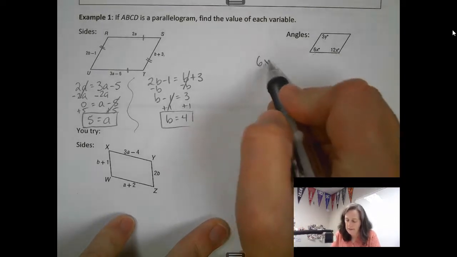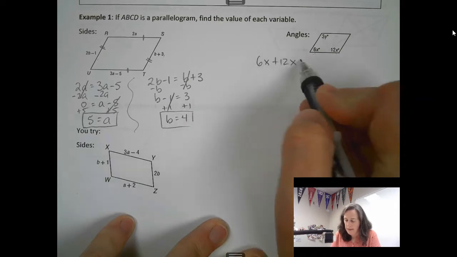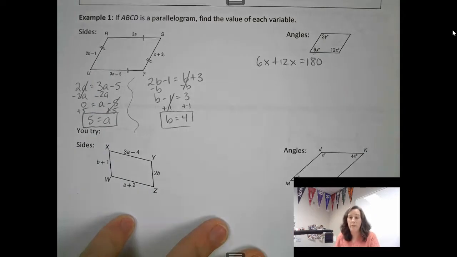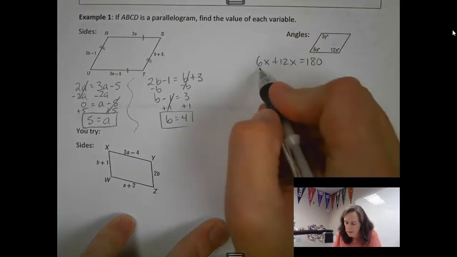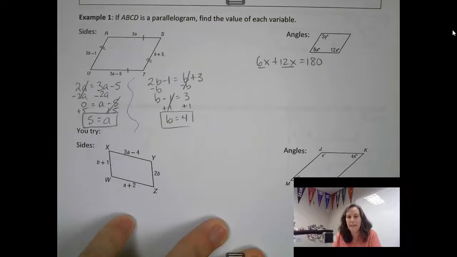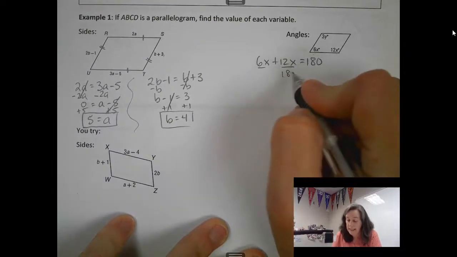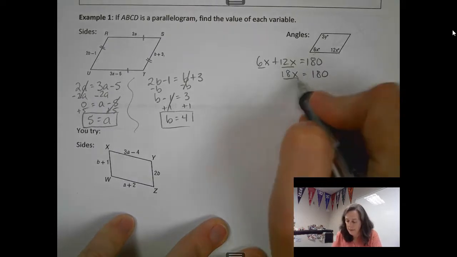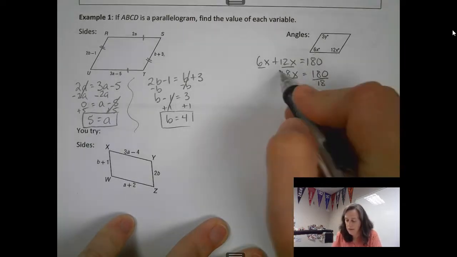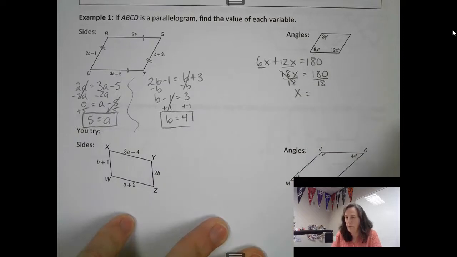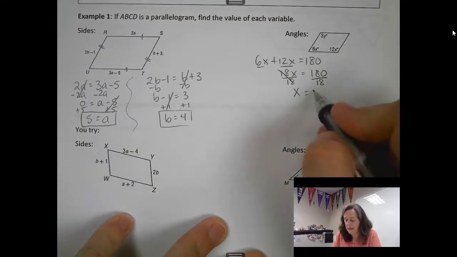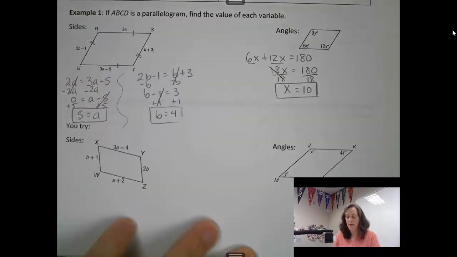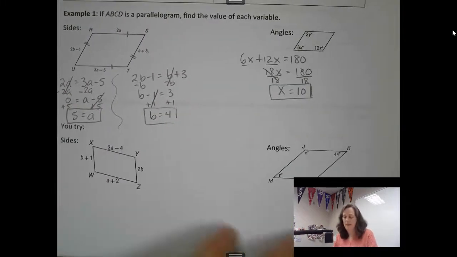Let's do that. 6x plus 12x equals 180. And that works out great because now we just have one variable and we can solve for it. These are like terms. 6x plus 12x is 18x. And we'll divide. X equals, and then we put that in our calculator if we needed to, and get 10. Okay, all right, so the supplementary one helped us.